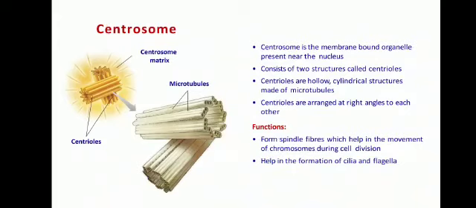Another one is the centrosome. The centrosome is a membrane bound organelle present near the nucleus. It consists of two structures called centrioles. Centrioles are hollow cylindrical structures made up of microtubules. The centrioles are arranged at right angles to each other. The main function of the centrosome is that it forms spindle fibers, which help in the movement of chromosomes during cell division. It also helps in the formation of cilia as well as flagella.